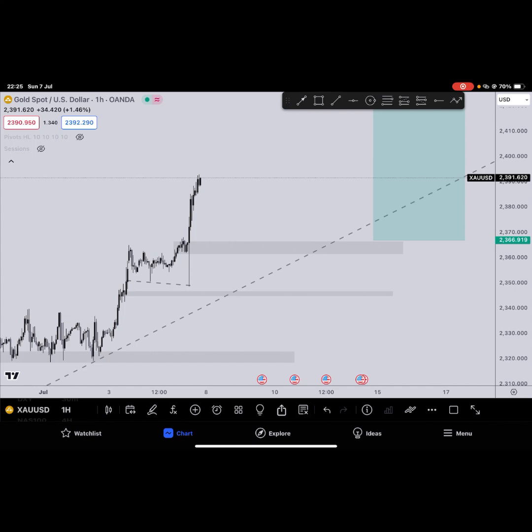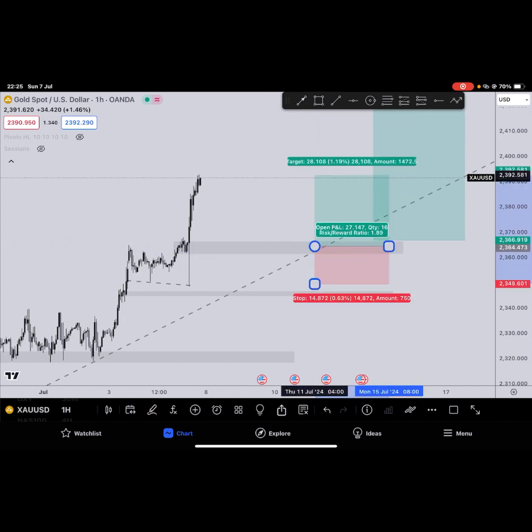For now, let's just keep anticipating and keep our eyes on the chart. I hope you guys have a profitable week ahead.